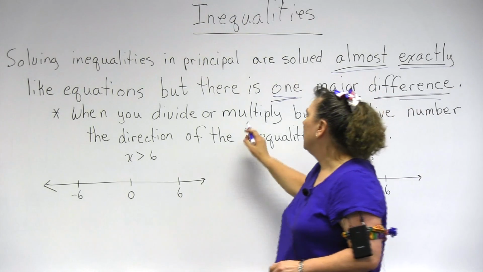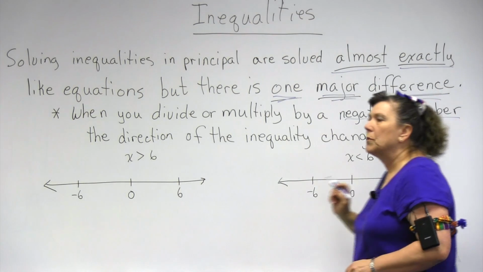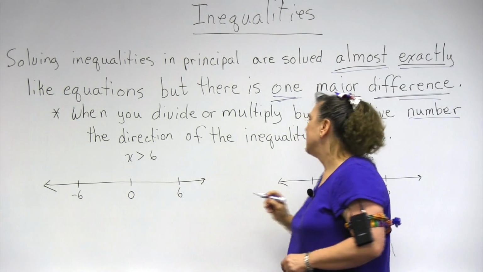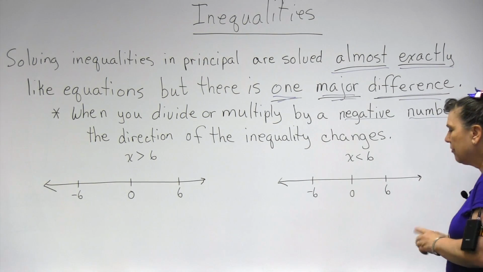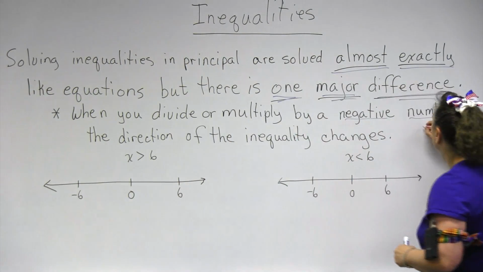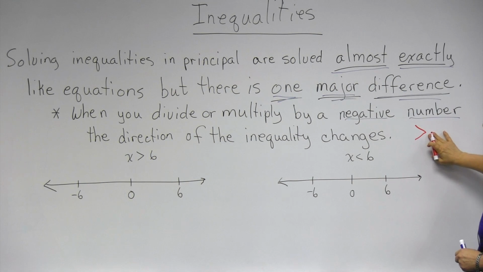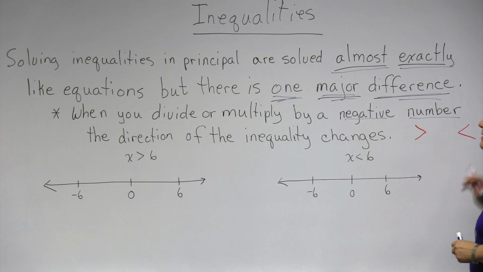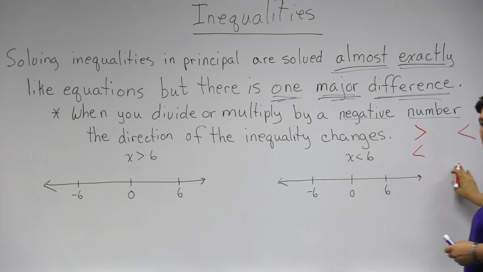When you divide by or multiply by a negative number, the direction of the inequality changes. In other words, if it is a greater than for your inequality, division or multiplication by a negative changes that greater than to a less than. In the other form, if it is a less than and you multiply or divide by a negative number, it changes to a greater than.